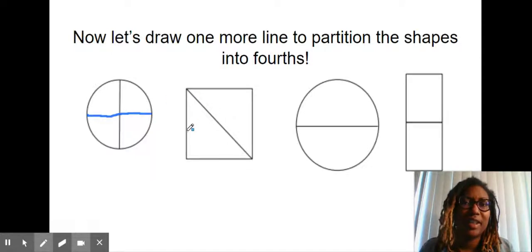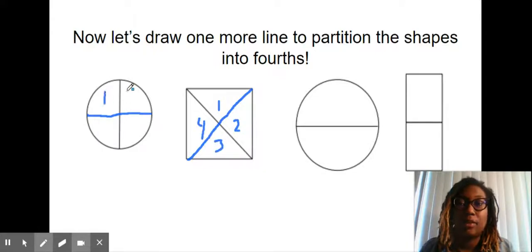For this one, I have to really think about this because if I go here, I'm not sure if that's going to be equal parts. So I'm going to go diagonal. And now I have 1, 2, 3, 4. It's fourths, right? Let me write them in this one too. 1, 2, 3, 4. Okay.